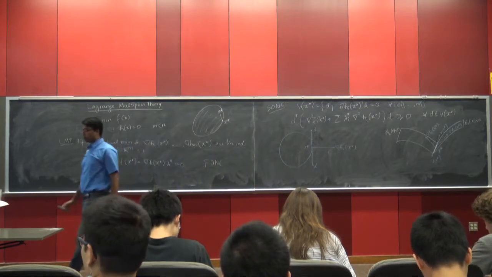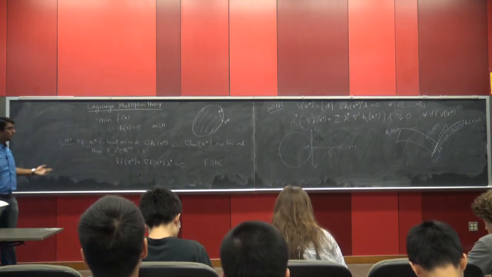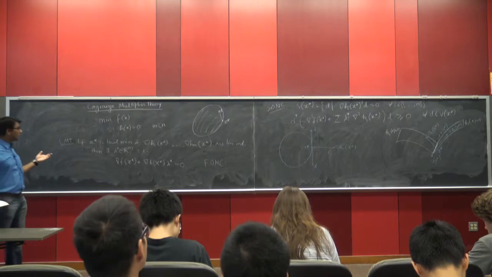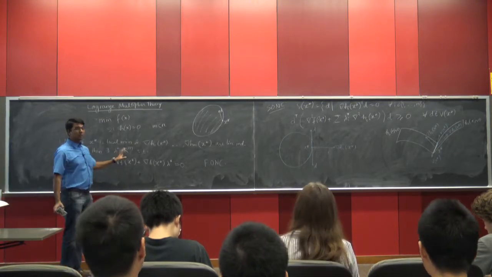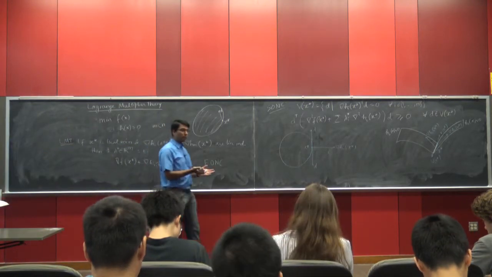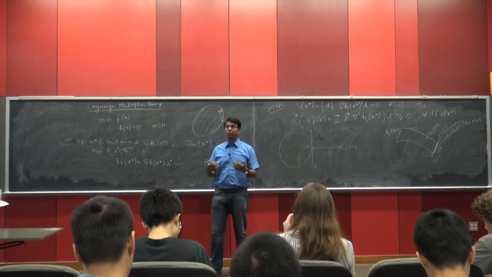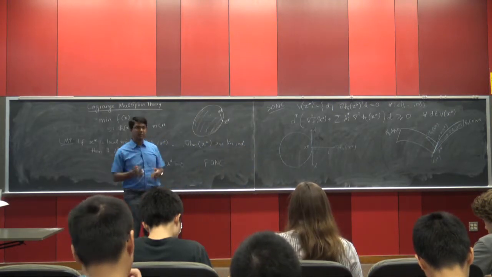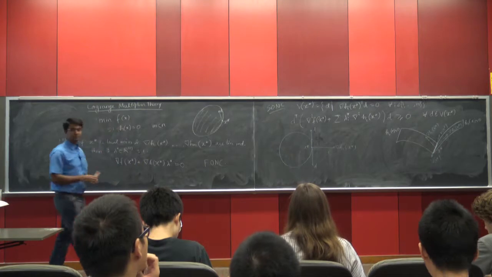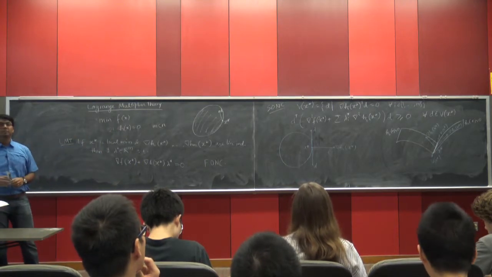So today, this was just a recap of what we did in the previous class, but because it's an important result, I want all of you to know both geometrically what's happening and mathematically how you prove what the intuition suggests. Any question?